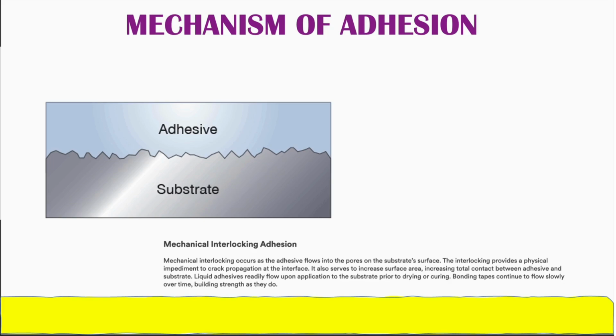So just because of this factor, this is also called the anchor effect or the fastener effect. The interlocking here provides a physical impediment to crack propagation at the interface and increases the surface area. So that's the mechanical interlocking adhesion. Basically here, the adhesive is flowing into the tiny pores or holes present on the surface of the substrate, and that helps in the interlocking of the two surfaces together. The irregularities of the surfaces here are responsible for adhesion of the two substrates.